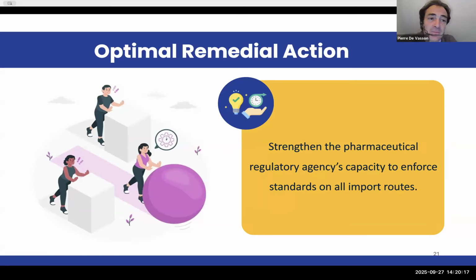So congratulations. The optimal remedial action is actually to strengthen the pharmaceutical regulatory agency's capacity to enforce standards on all importation routes. And again, no hard feelings about saying to a donor, thank you for your kindness, but actually you need to respect the rules. Give us what we need, not what you want. This is empowering the countries to actually get what they need, not what the donors want.